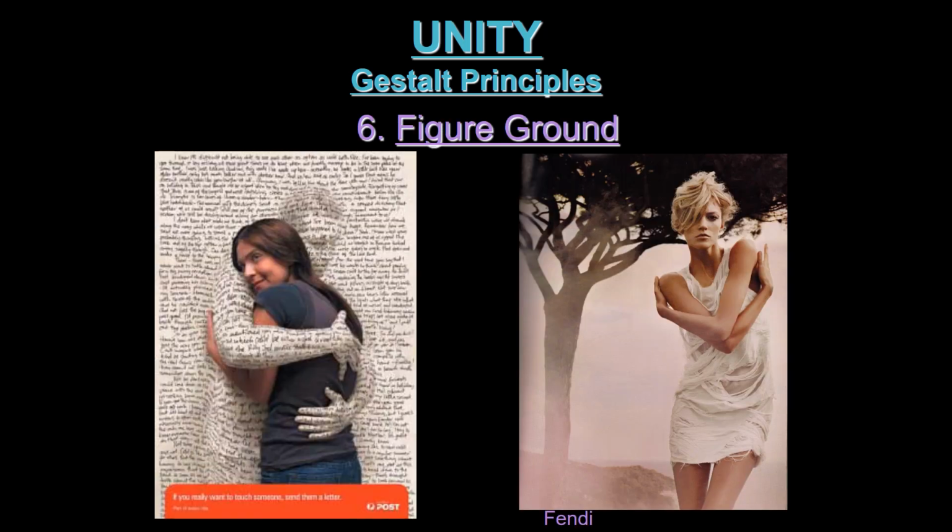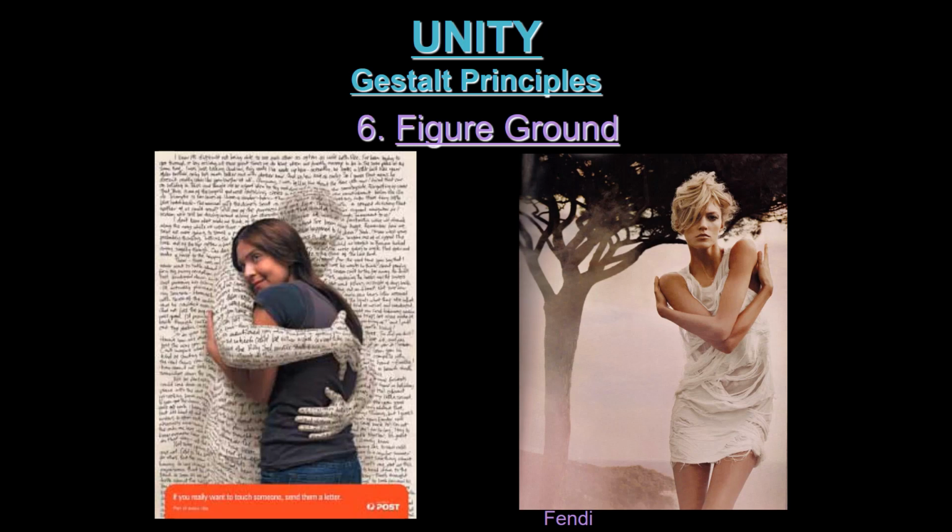Figure ground. So this is our perceptual tendency to really separate whole figures from their background. In a sense, camouflage would be the opposite of figure ground because it'd be very difficult to separate the background from the foreground. It's meant to completely blend in. So again, consider camouflage the contrast to figure ground.